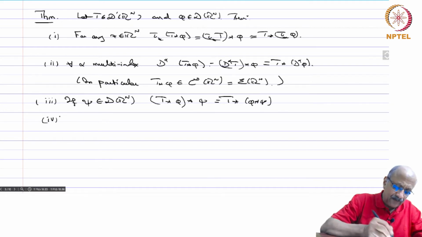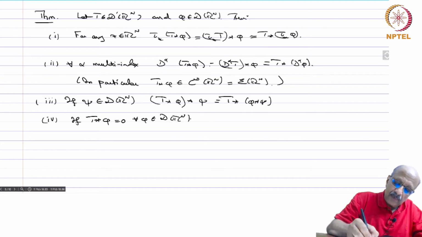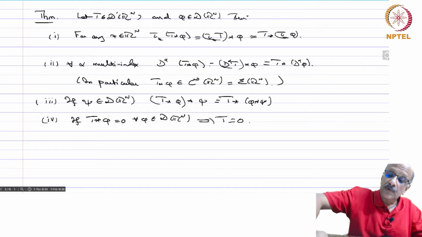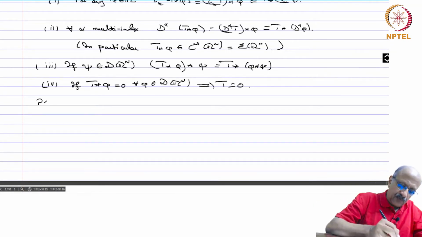So 4, this will be a useful result later on. If T star phi equal to 0 for all phi in D of Rn, this implies then T equals 0. So it is only the 0 distribution. So, proof.